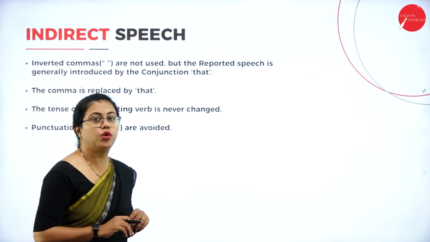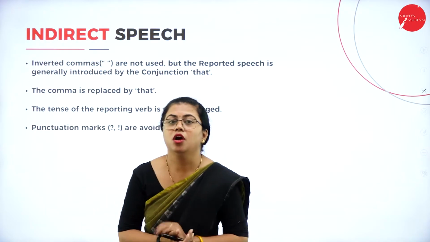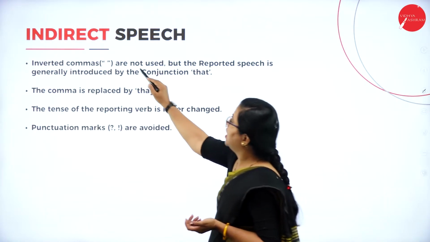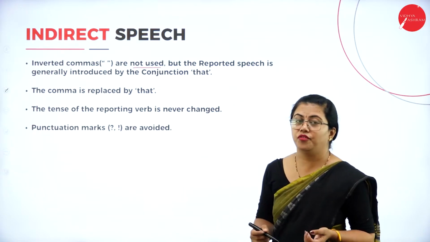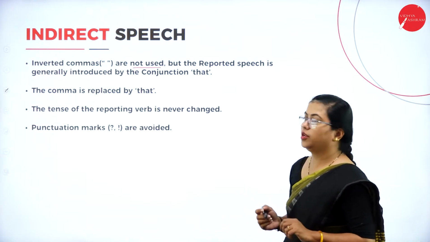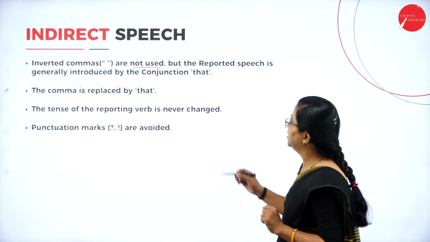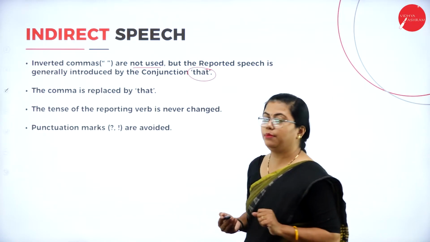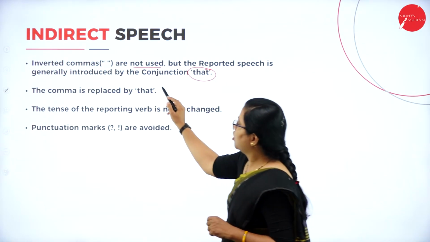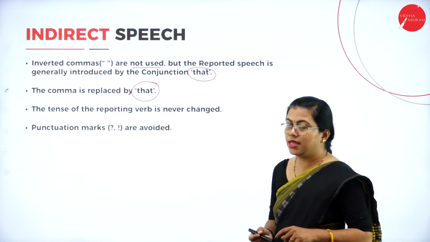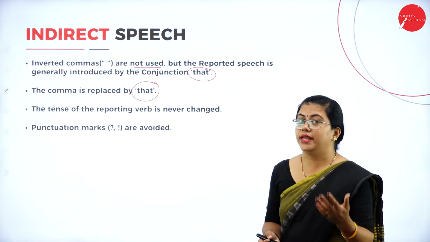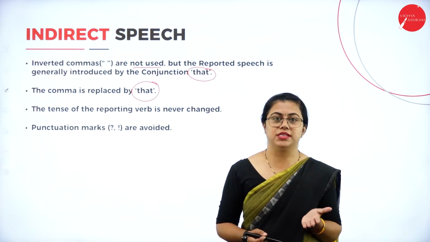Whenever it comes to indirect speech, it is just the opposite of it. So what does this opposite mean? Inverted commas are not used here, but the reported speech is generally introduced by the conjunction that. So that replaces a comma there. Fine, I'll give you an example. So this comma is replaced by that. The tense of the reporting verb is never changed.